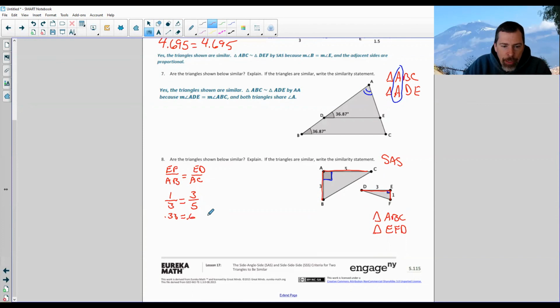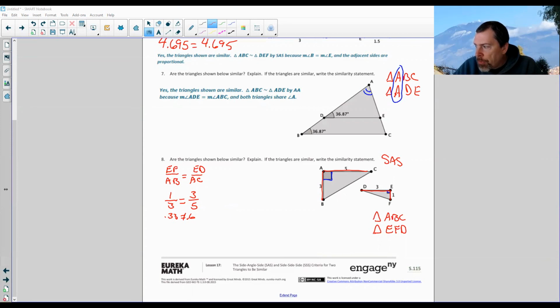I can just tell, I know fractions, because if you double this, it'd be 6/10. 1/3 is 0.33 repeating. They are not equal. So I can conclude these two triangles are not similar, even though we had a side angle side setup and one angle in common. We cannot always say that triangles are similar.